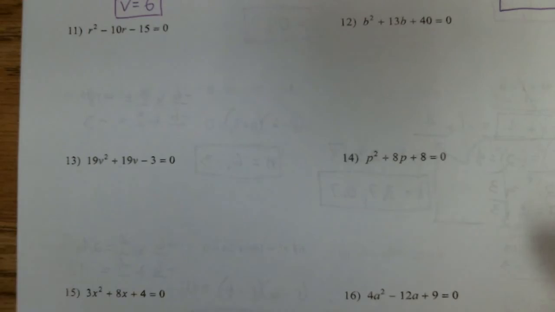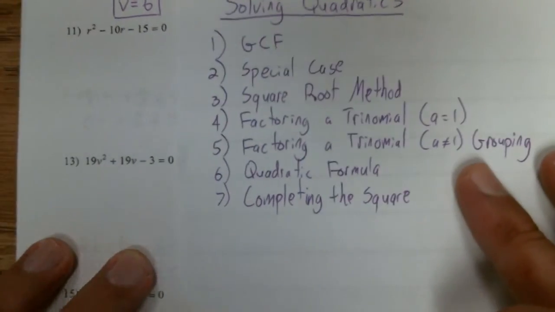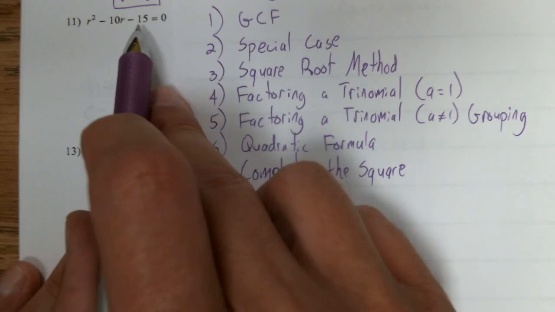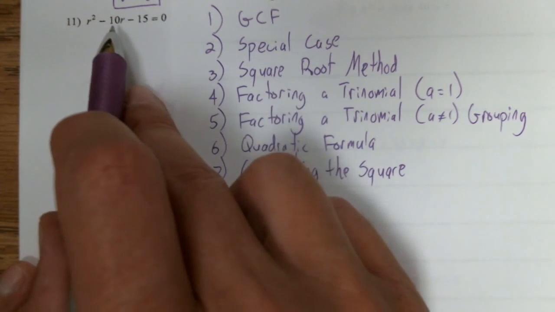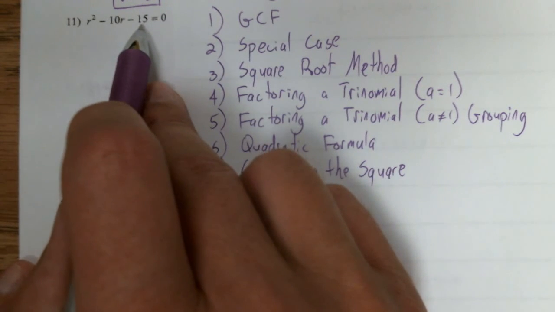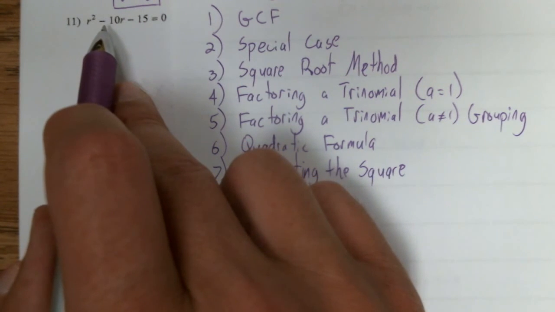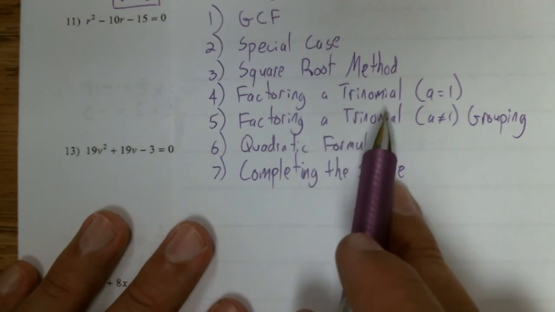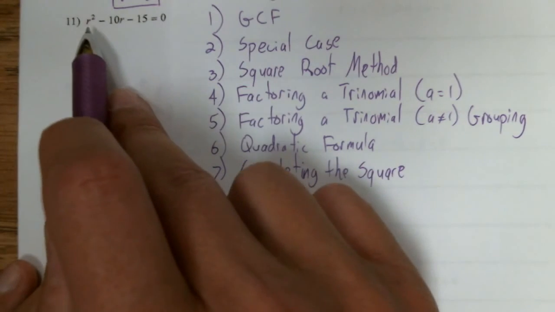Okay, so let's pull out our cheat sheet here. GCF, no, because there's a C term. Special case, no, because that's not a perfect square. Square root method, no, because there's a B term. Factoring when A equals 1. Are there any factors of negative 15 that add to negative 10? 5 and 3, that doesn't do it. 15 and 1, that doesn't do it. So I can't factor it. I can't do the grouping because A is 1.